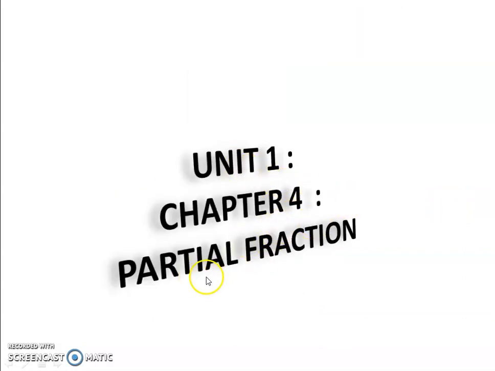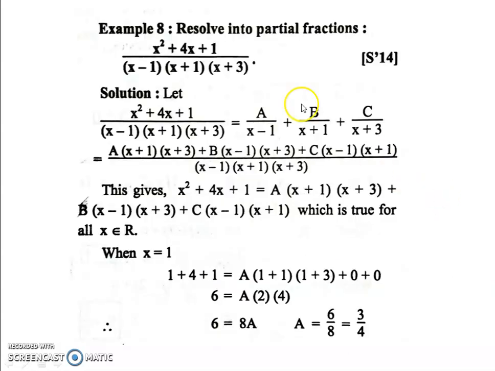Unit 1, chapter number 4, partial fraction. It is obviously our today's lecture topic.